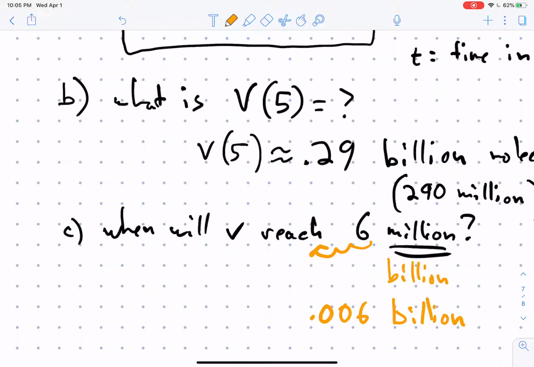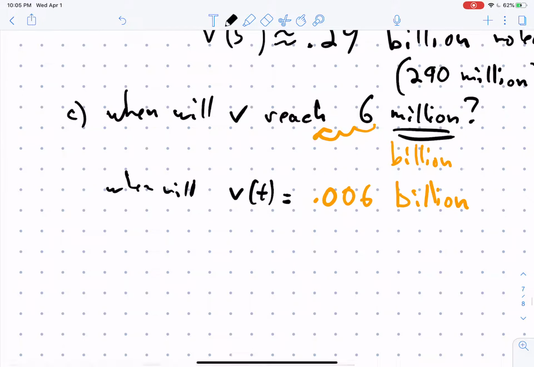And what did we do? We did it by moving the decimal 3 places over. So our question now becomes, when will v of t equal 0.006? And now it's given in the correct units in billions. So v of t equal 0.006 billion, question mark.